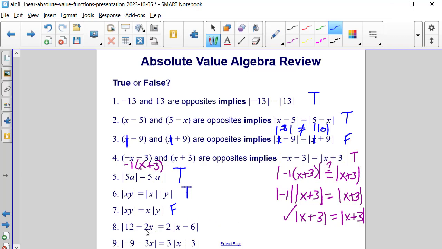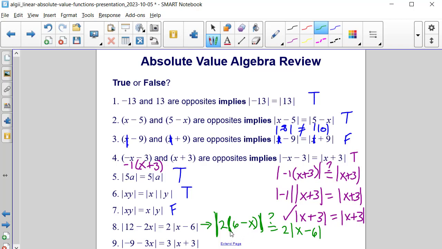Now let's look at number 8. So we have the absolute value of the quantity 12 minus 2x. Is this equal to 2 times the absolute value of x minus 6? Well, if we were to take our first one and simplify it, we could write it as 2 times the absolute value of 6 minus x. Actually, these should be in parentheses. They're still inside of the absolute value, but I just factored a 2 out. And the question is, is this equal to 2 times the absolute value of x minus 6?